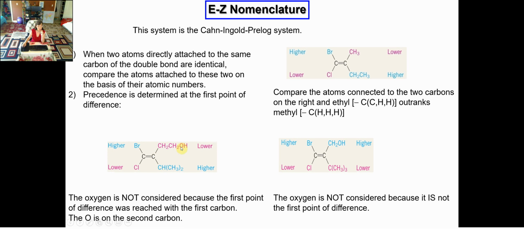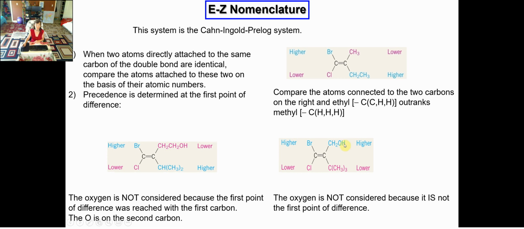So again, you are not going to consider oxygen. Oxygen is not going to be counted because oxygen is not located at your first point. It's not the first point of difference. The first point of difference reaches to the first carbon. This is a carbon, they are both the same. Your first point of difference is this pink colored carbon and this indigo colored carbon. Oxygen is located on your second carbon.